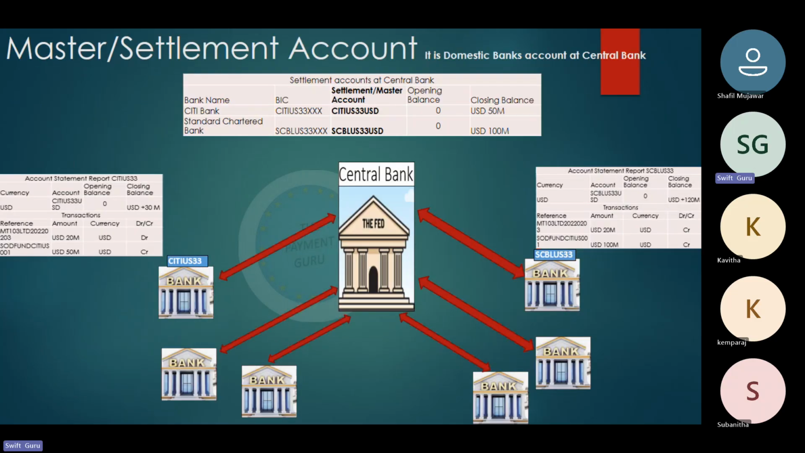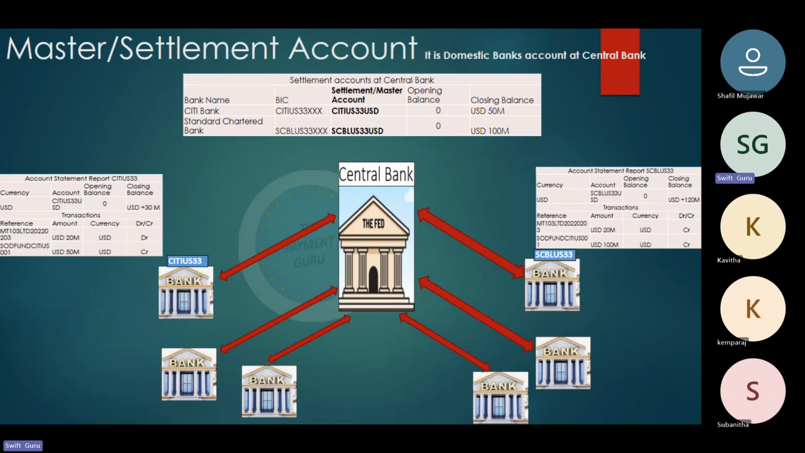Let's learn about another account terminology again. This account is called the master or the settlement account. So what does this master or settlement account mean? All the local banks, for example, in the United States, whatever banks they have within the country, would have opened up an account at the central bank. The central bank in the United States is called the Federal Reserve. So the banks would have opened an account at the central bank, that is the Federal Reserve, in USD currency.